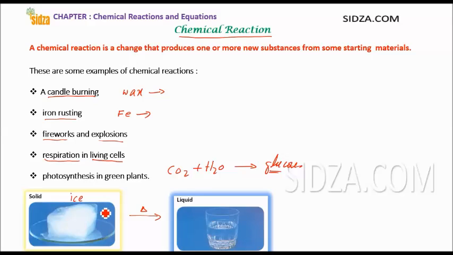Why? Because here the composition is the same. It is H2O. This is also H2O. We don't get a new substance. This is simply a physical change, not a chemical change. In a chemical change, a new substance is formed. In a physical change, no new substance is formed. You can reverse this process. You can convert the liquid water into the ice, into the solid, by decreasing the temperature.